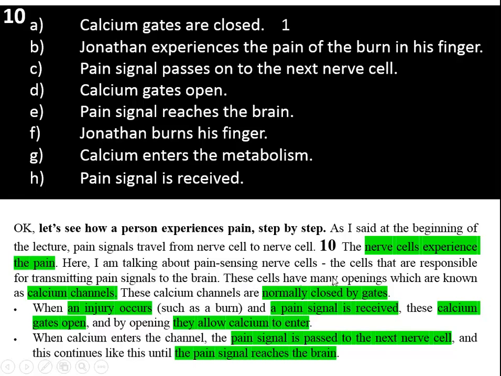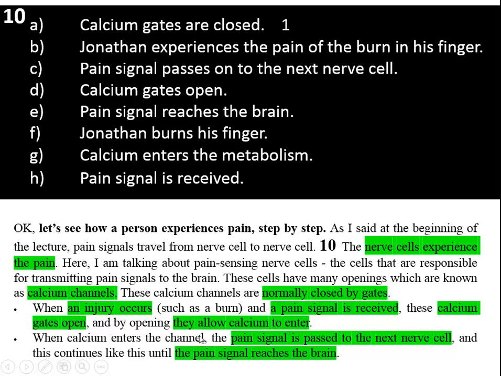These cells have many openings which are known as calcium channels, so calcium gates. These channels are closed by gates. They have a gate, of course, and this gate can be opened or closed, but normally they are closed. When an injury occurs, such as a burn, and a pain signal is received, these calcium gates open, and by opening they allow calcium to enter.